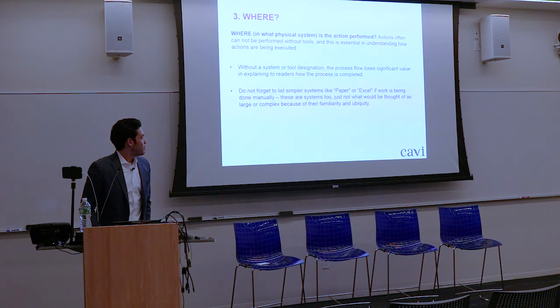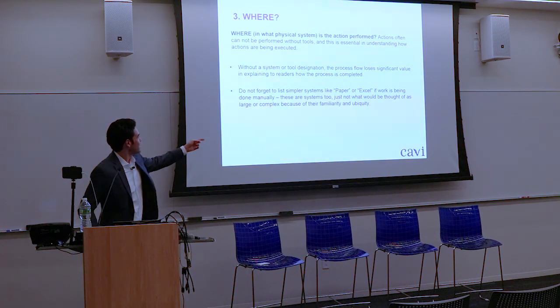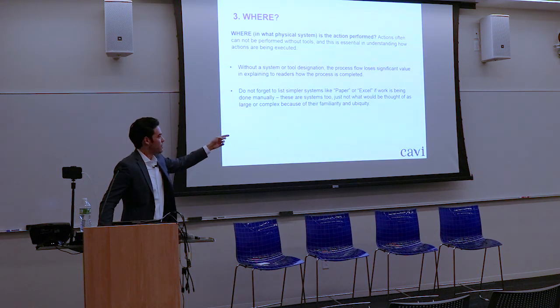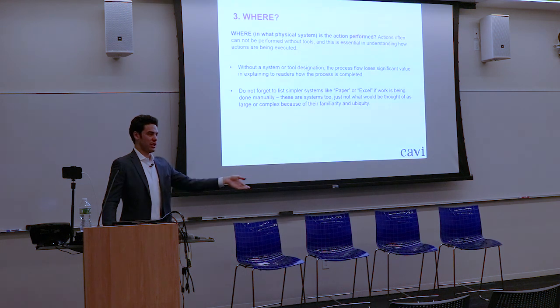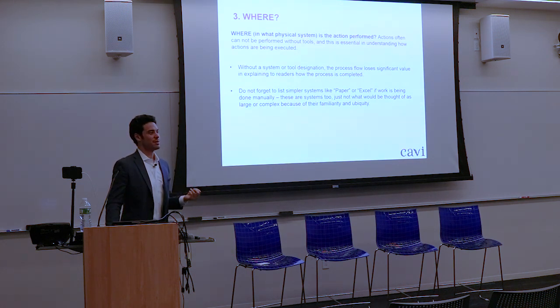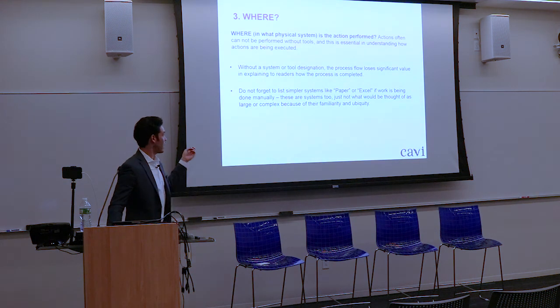The where, we already kind of beat this to death. The one thing I would say is, even if it's on paper or Excel, in the physical world, the 5 W's are always there. You might think system, oh, they're using the core transformation system, they're using the ERP, they're using CRM. Sometimes the system is a pencil, sometimes it's a phone. But rarely do people just sit there and do something and they don't use something to do it. So you can always assume that the where is going to be there.